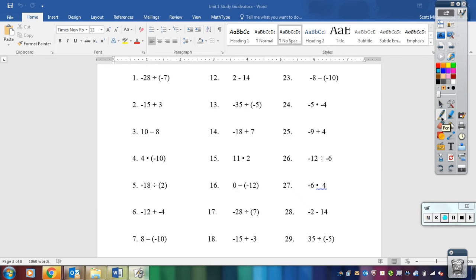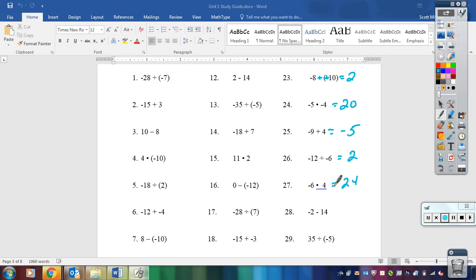The last column, we don't do subtraction, we do keep, change, change. They fight, the positives win by 2. 5 times 4 is 20, signs are the same, positive. They fight, the negatives win by 5. 12 divided by 6 is 2, not 6. Signs are the same, positive.